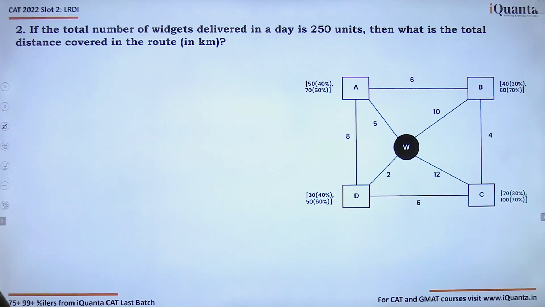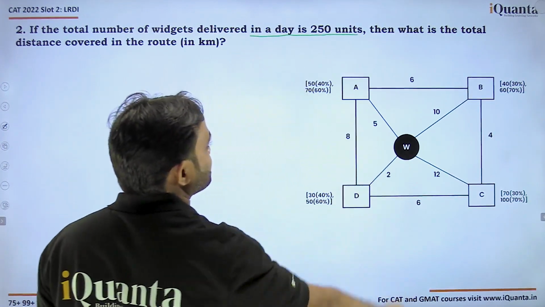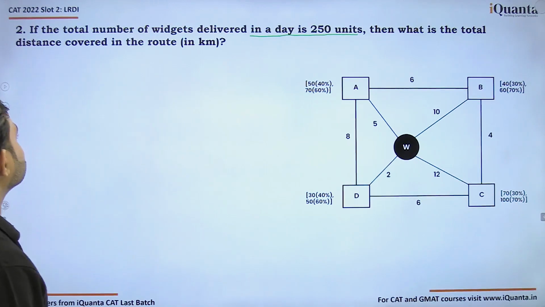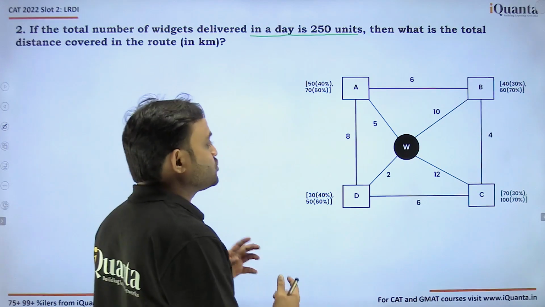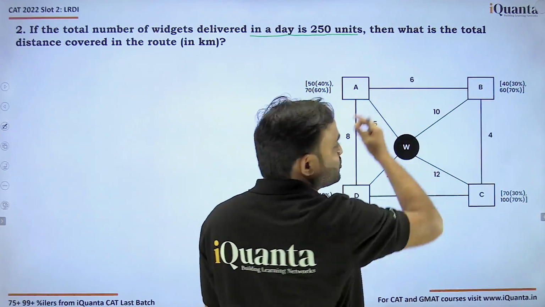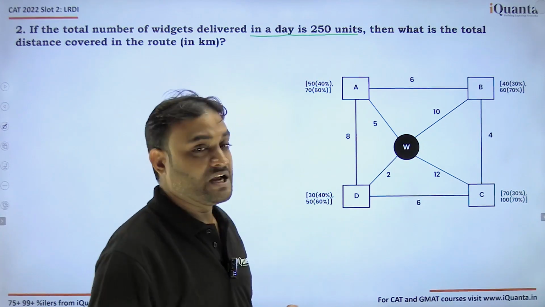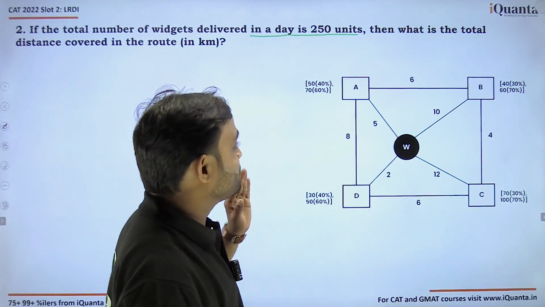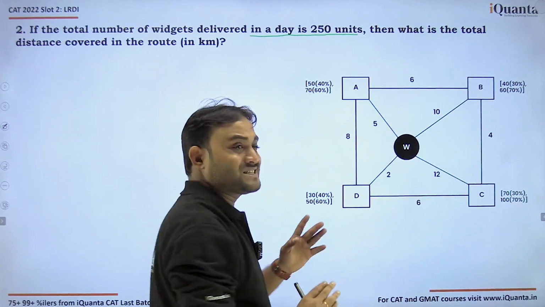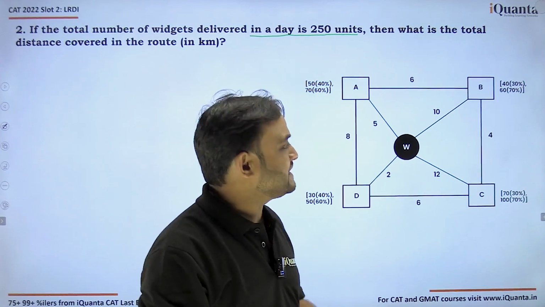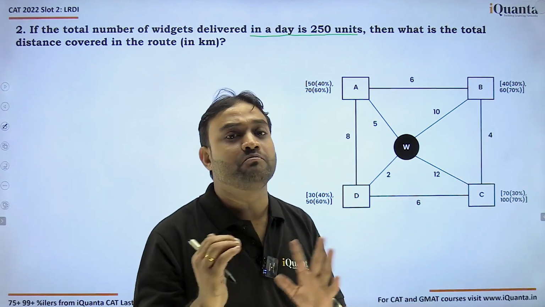It says, if total number of units delivered in a day is 250 units, then what is the total distance covered in the route in kilometer? So 250 units. For each location, we have two different values for total number of units. So how do we find 250? It could be very tedious work. If you want to try each possibility, it will be 2 into 2 into 2 into 2, which is 16 possibilities. But in these kind of situations, you should always try with maximum or minimum values.